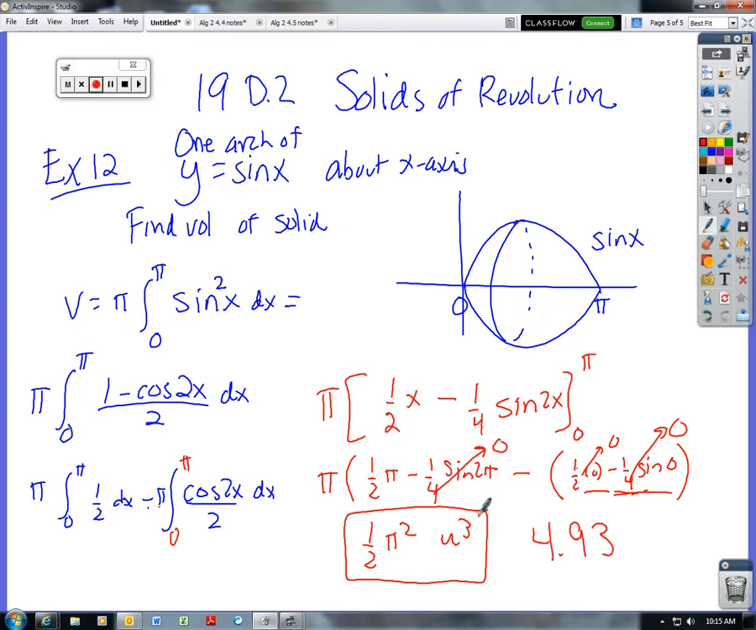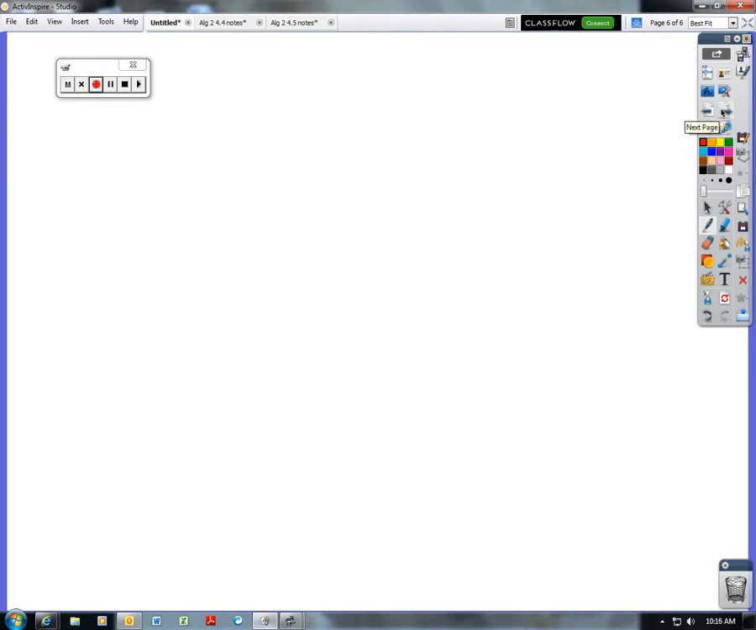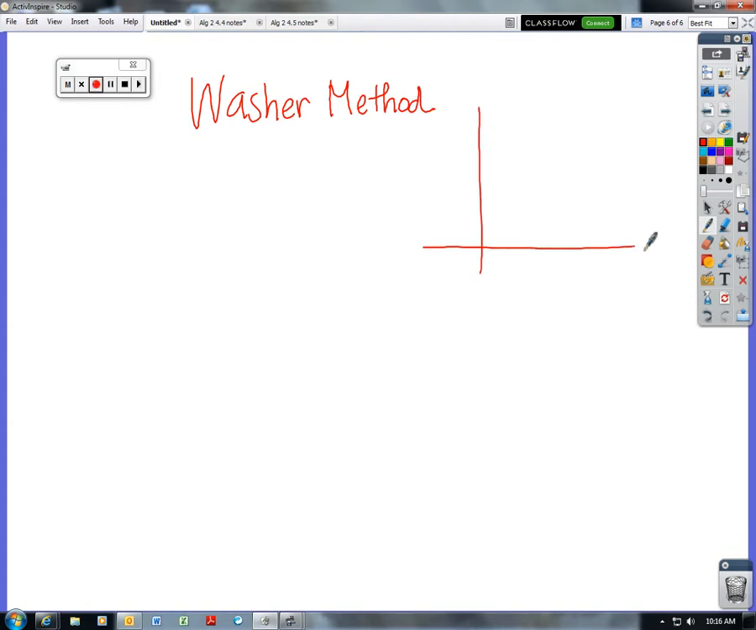And then we have the washer method. The washer method happens when, oftentimes, when you're revolving two functions, usually. So let's make up f, how about that? And then let's make g interesting like that. I don't know how interesting that is. And let's say you were to revolve that entire region about the x-axis.